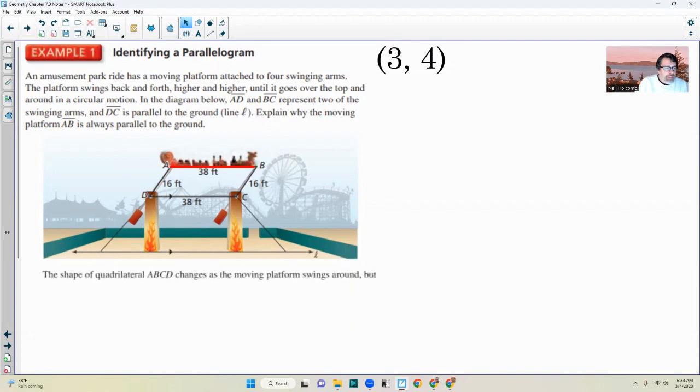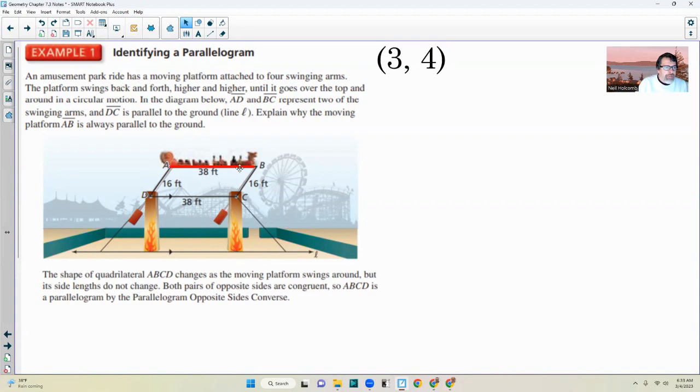So what you're going to say is the shape of quadrilateral ABCD changes as the moving platform swings around, but its side lengths do not change. The length of the platform is always the same. The length of the swing arms is always the same. Both pairs of opposite sides are congruent. They're both 16 feet. AD is congruent to BC. They equal 16. So ABCD is a parallelogram by the parallelogram opposite sides converse.